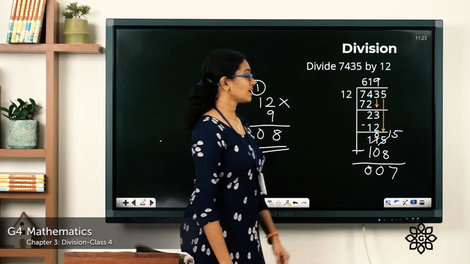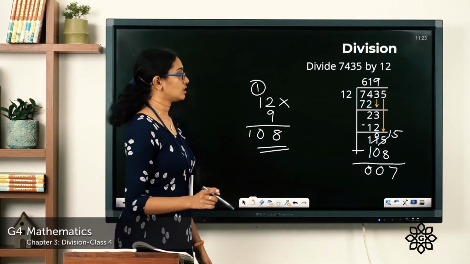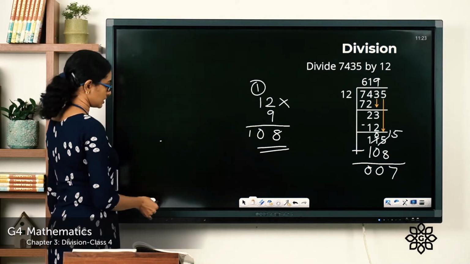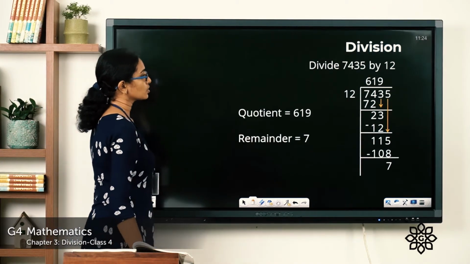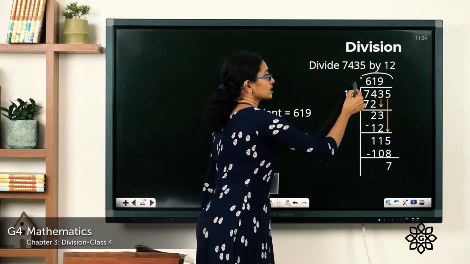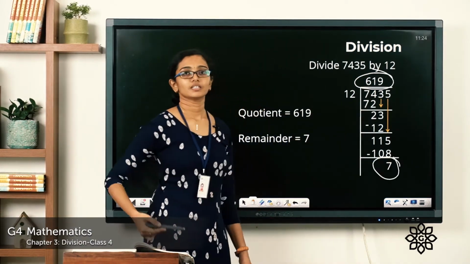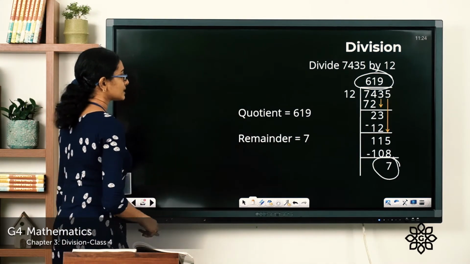Now, do we have any more digits to bring down? No, right? And we have the remainder there. Stop the division right there. And we get the quotient here. The quotient is 619. And the remainder here is 7. So we have completed the division.